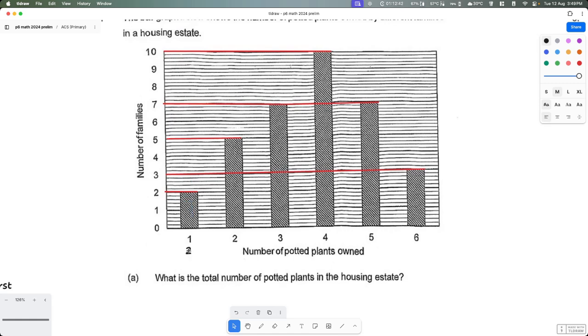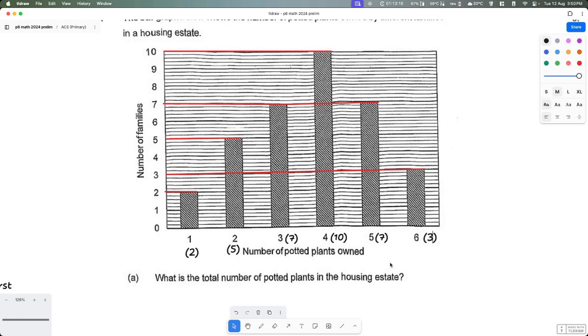I'll put it here, because that is a bit hard to see. So we have 2 over here. Then for the number of families with 2 plants, this is 5. Then for 3 over here, this is 7. So I'll put 7 over here. And then for 4, this will be 10. And then for 5, this will be 7 as well. And last one, 3 as well.